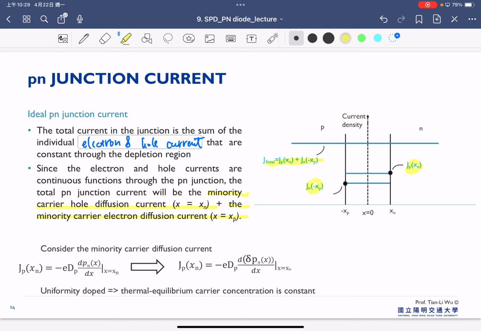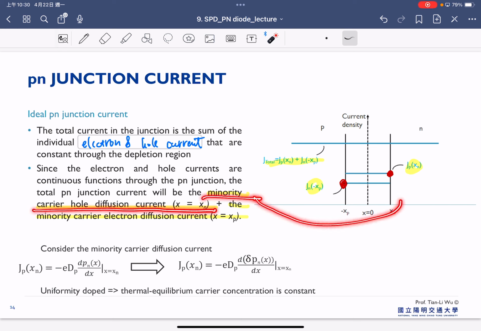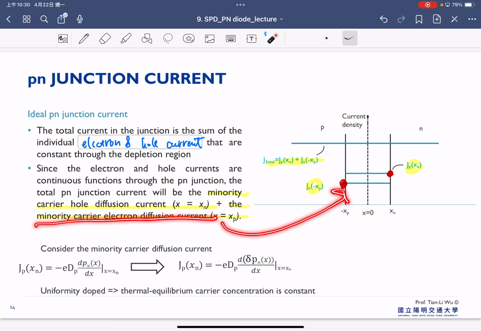So now, I hope you can understand why we have to put the focus on this point, because the total current is always the same in the one system here. And therefore, we can use the current at this point and the current at this point to have the total current, which is shown here. The minority carrier hole current at x equal to xn, that would be this one. The minority carrier electron diffusion current, that would be equal to this one.